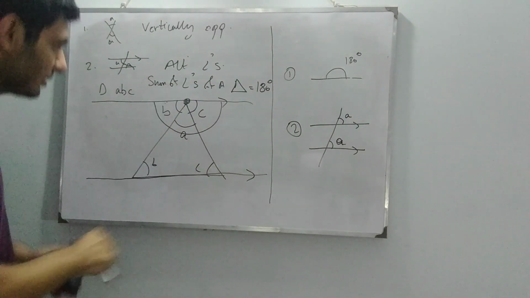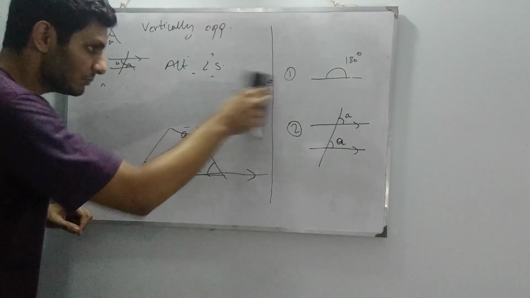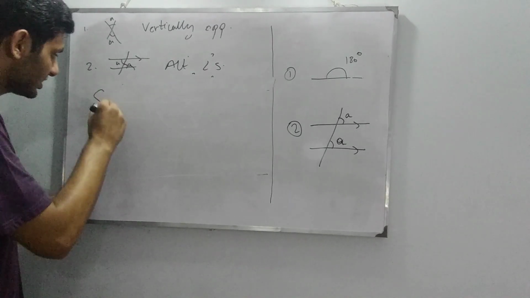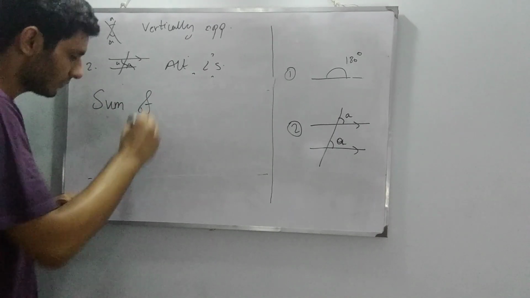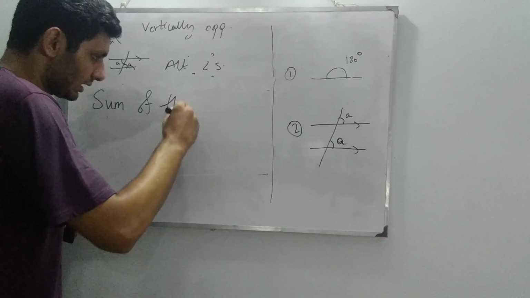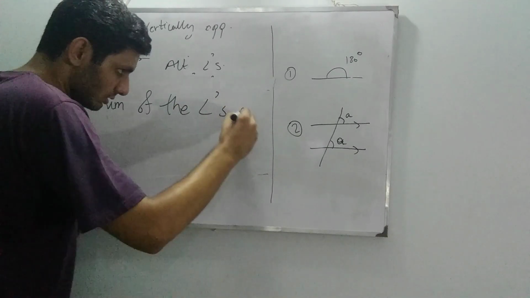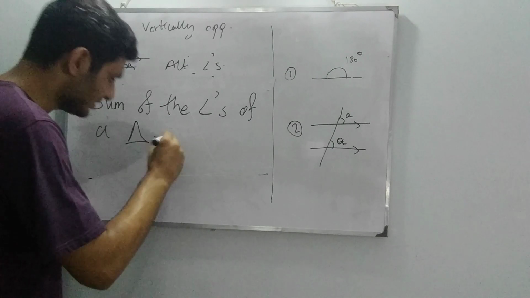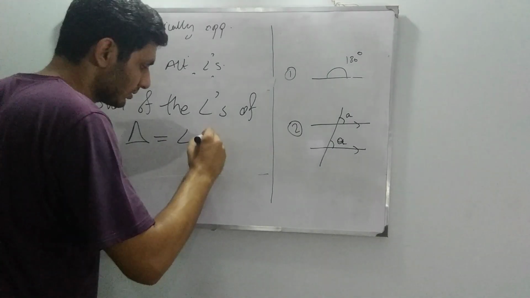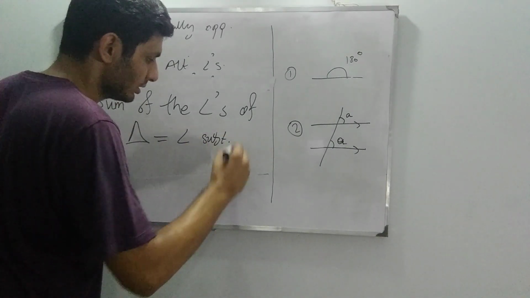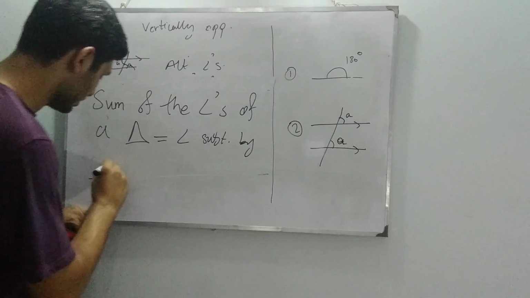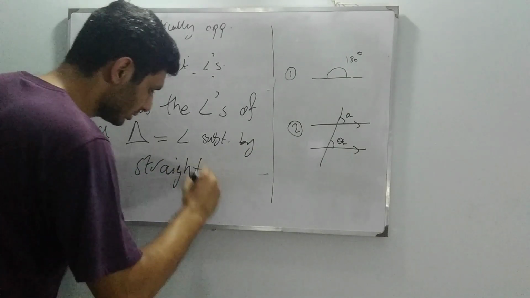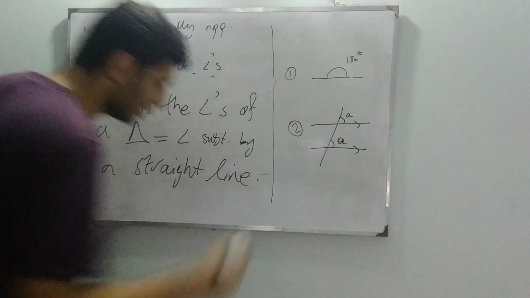But let's forget about 180 degrees. Let me just repeat what I said before: that the sum of the angles of a triangle is equal to the angle subtended by a straight line.